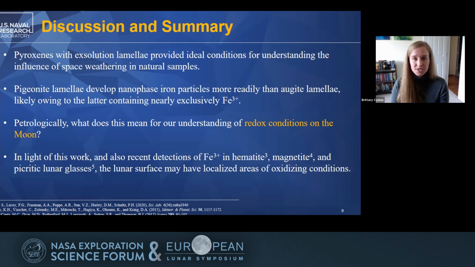And I'm not a petrologist in a strict sense, but my understanding is that until very recently, the moon was considered to be a uniformly reducing environment. However, recent findings of hematite, magnetite, and ferric iron in picritic lunar glasses, along with these pyroxenes, demonstrate that the moon still has some redox history mysteries. Thank you. I will take some questions if we have time.